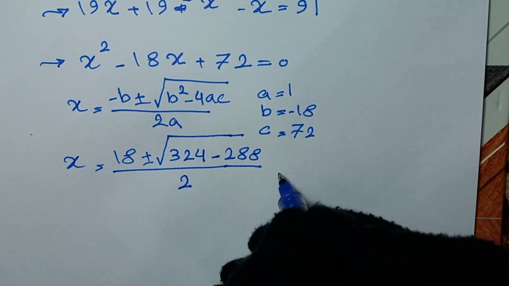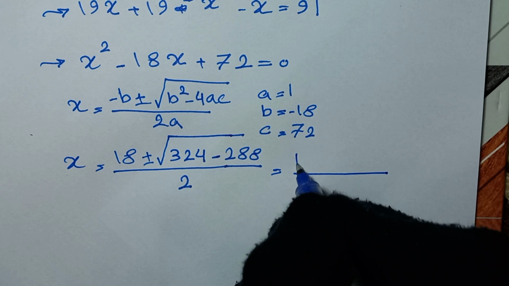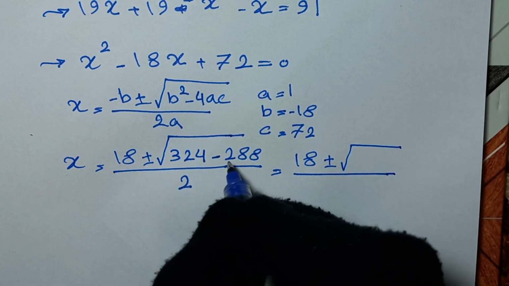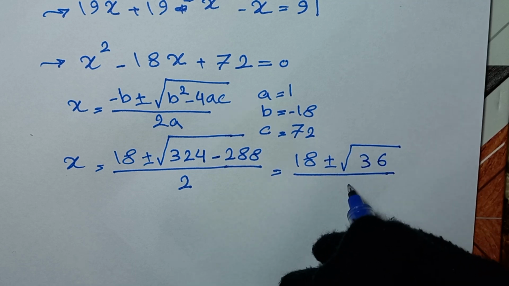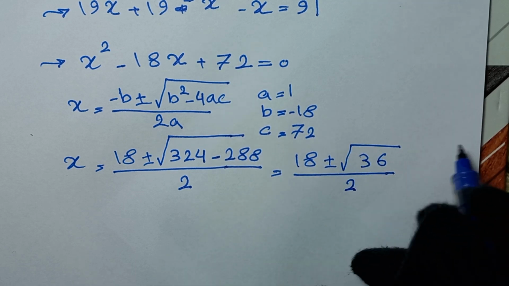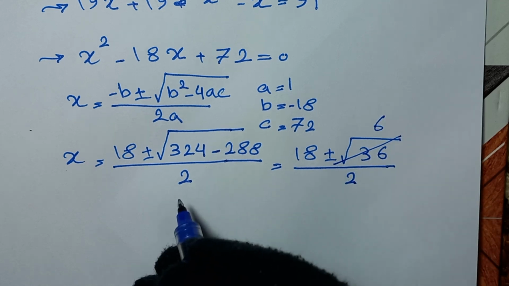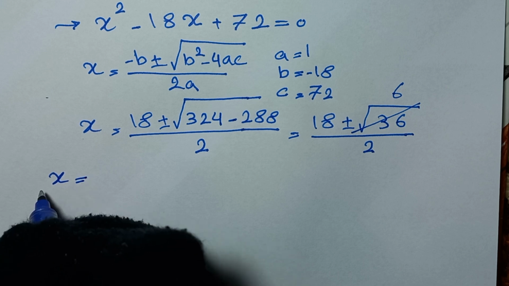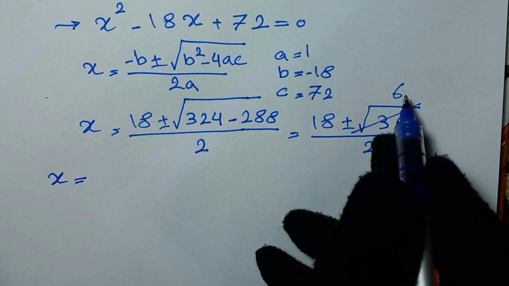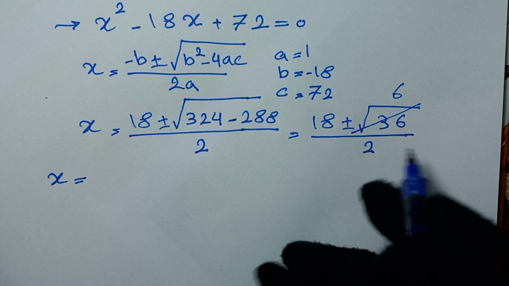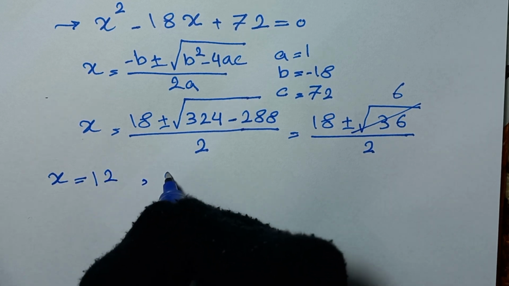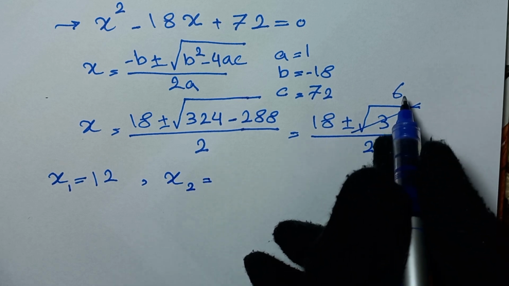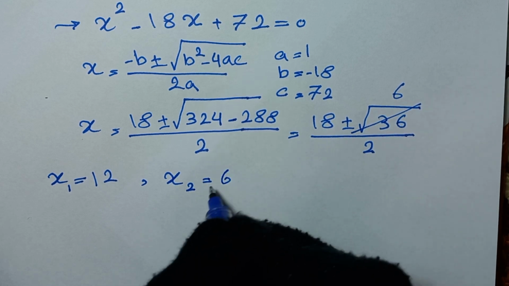And here it will be 18 plus or minus square root of 324 minus 288, it will be 36, and over 2. So, the square root of 36 is 6, right? And here we have two answers for x. x1 is equal to 18 plus 6, it will be 24, and over 2 it will be 12, and x2 is 18 minus 6, it will be 12, and over 2 it will be 6, right?